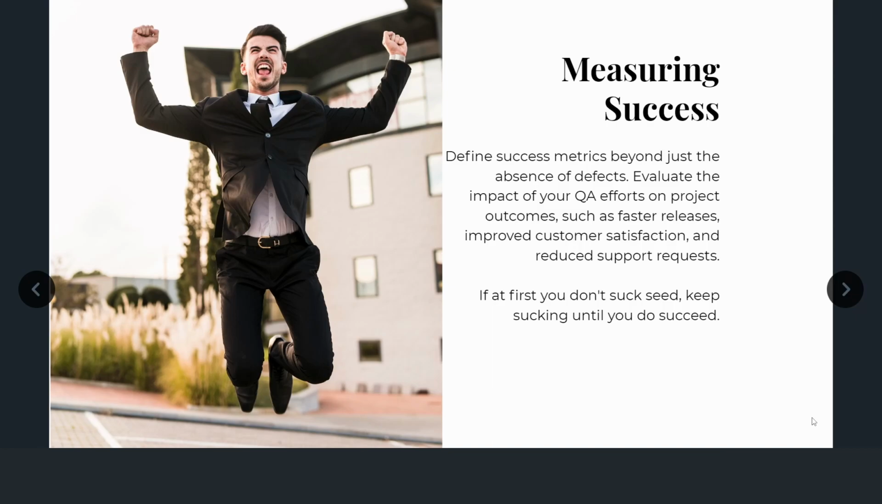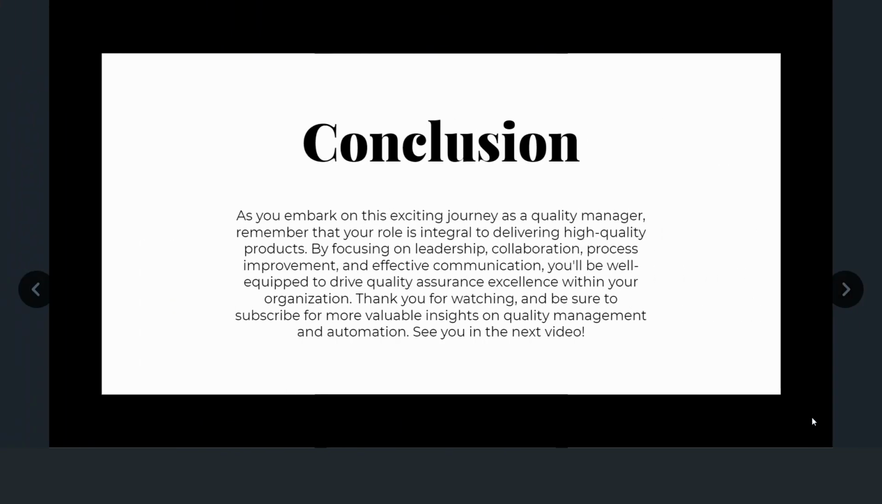You need to measure your success. So define success metrics beyond just the absence of defects. You're not a tester anymore, Timmy. Evaluate the impact of your QA efforts on project outcomes, such as faster releases, improved customer satisfaction, and reduced support requests. If at first you don't succeed, keep sucking until you do succeed. There you go. That wasn't too painful.